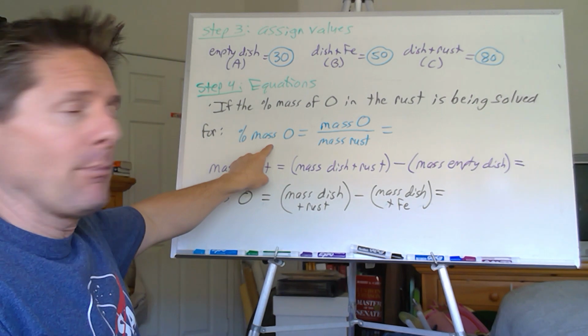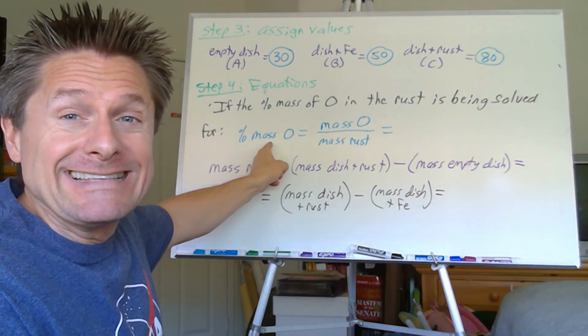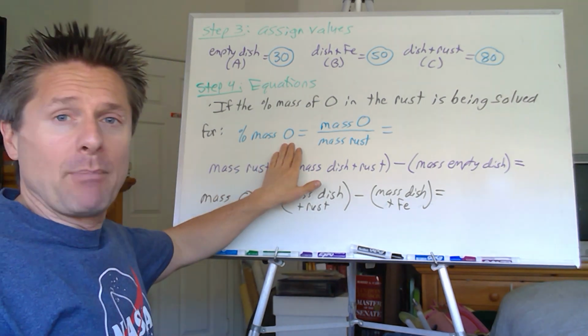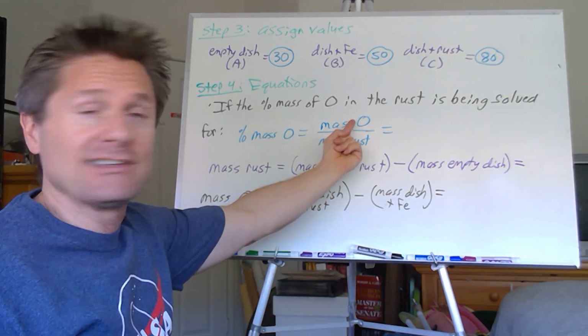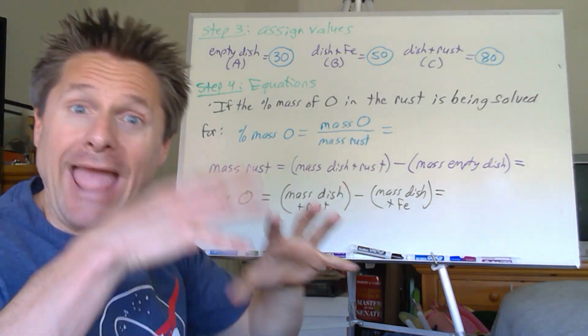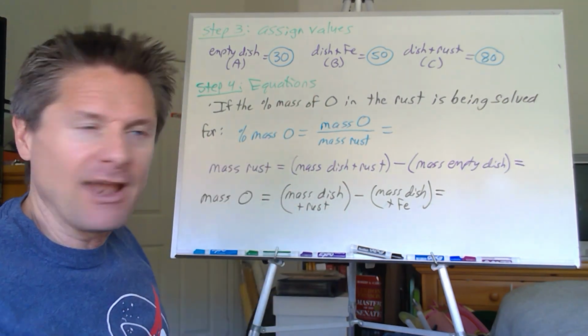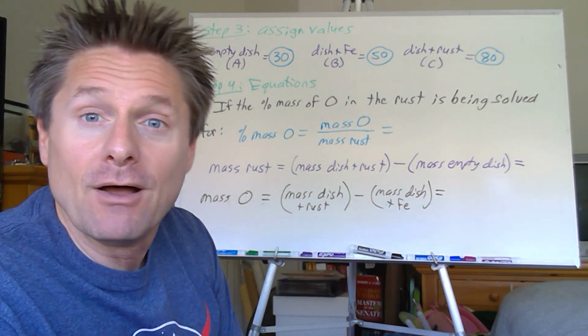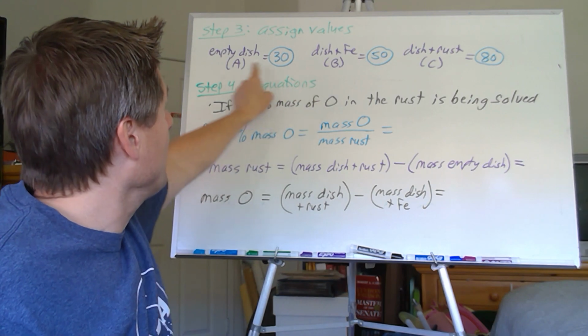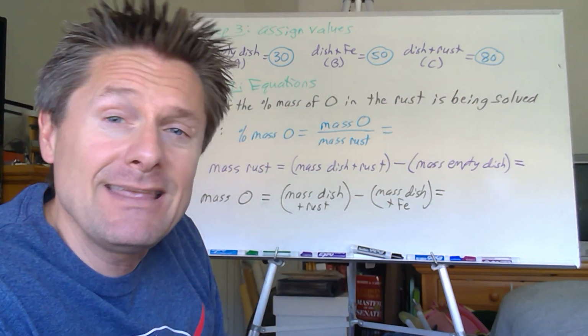So we want to know what the percent by mass of oxygen is in rust, which is the iron oxide compound. Well, percent by mass is part over whole. The part of interest is the oxygen. The whole is the rust. So that would be the mass of the oxygen that we added to it, sucked out of the air, divided by the mass of the rust, which is the iron oxide. So we need to figure out what those are in terms of A, B, and C.